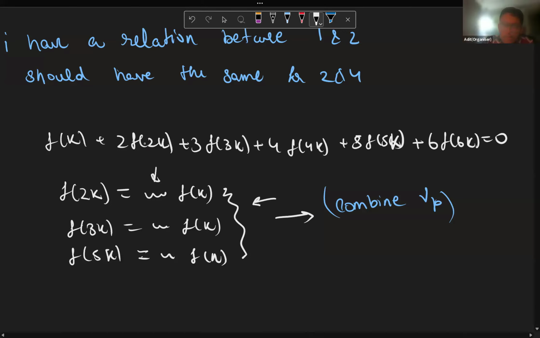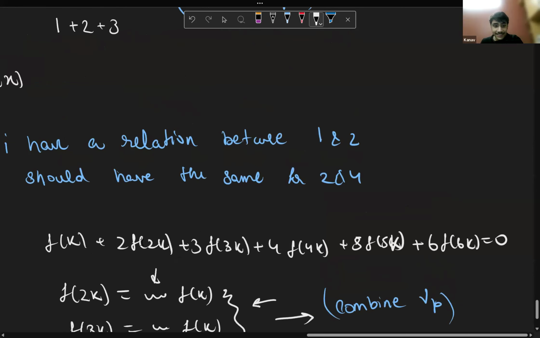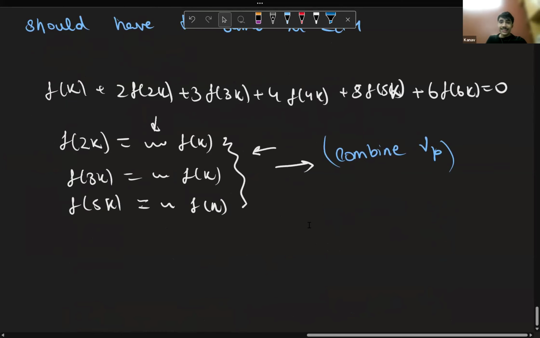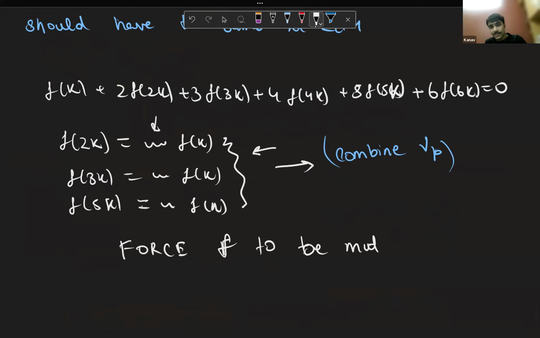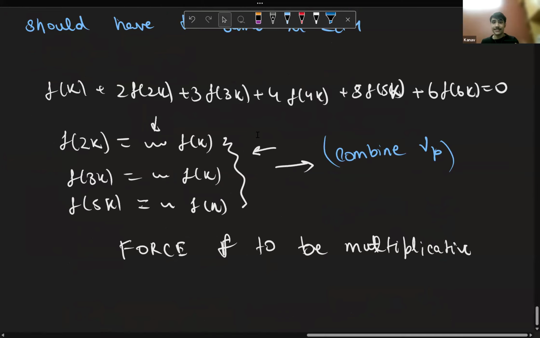Multiplicative. VP is a very multiplicative structure. The conditions that we are seeing, f of 2k, f of 3k, are very multiplicative conditions. So the main wishful wish that you make is to force f to be multiplicative. Multiplicative. I spelled that right, did I? Maybe I did. So you just force f to be multiplicative.